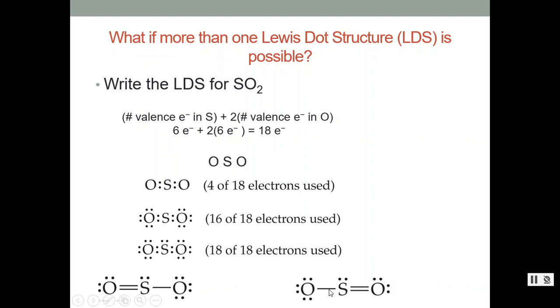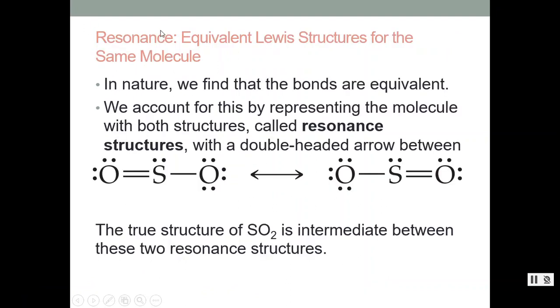Both of these Lewis dot structures for SO2 are called resonance structures. They are equivalent Lewis dot structures for the same molecule. And many times resonance structures can be written for molecules that have outer atoms with lone pairs on them. Not always, but most times. When drawing resonance structures for a particular molecule, we use this double-headed arrow in between them.